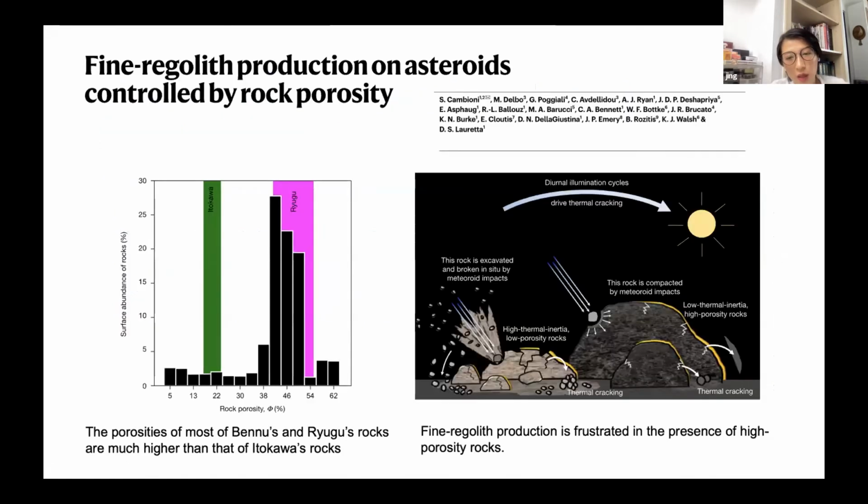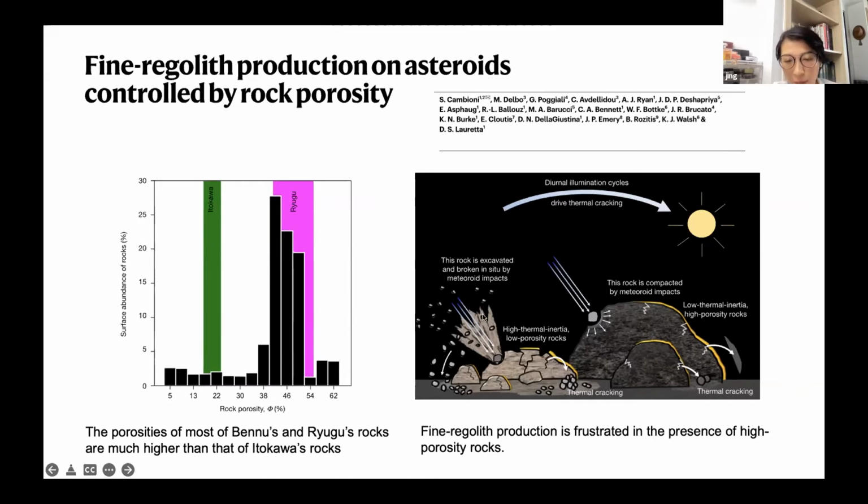But why do Bennu and Ryugu lack small grains? I think that's maybe because of the rock porosity. Those authors found that the rock on the surface of Ryugu and Bennu has much larger porosity compared with Itokawa. Itokawa is around 15 to 20 percent, while Ryugu and Bennu have 50% porosity.